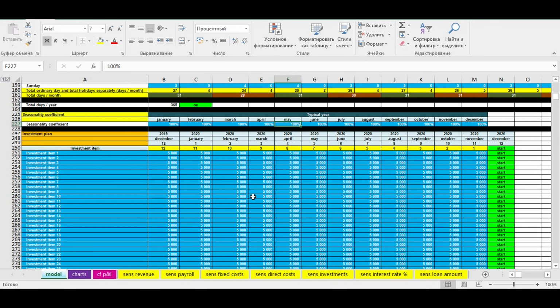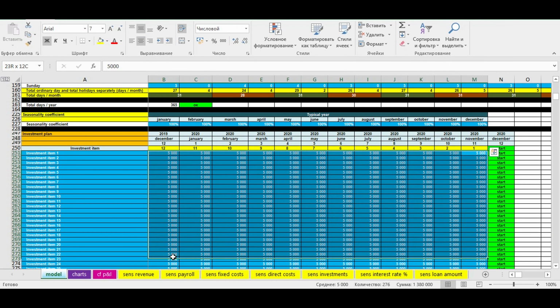Then you deal with investment plan before the start of operating activity. Green column will show you the moment when you get the first revenue. Moving to the past from the moment of revenue, you describe the investment stage. Here you specify what item you are going to invest in, when you invest, and how much you invest.